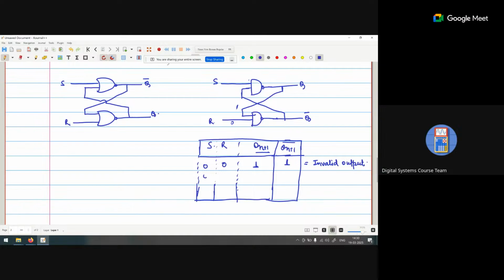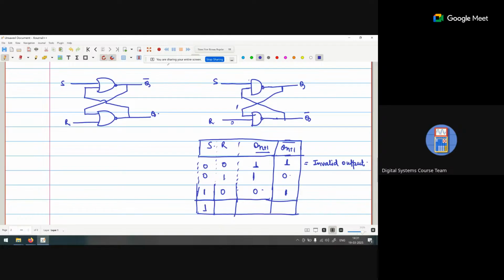When S is 0 and R is 1, because S is 0, Q is 1. And when Q is 1, it comes to this one, so both are 1, so Q bar is 0. So it is 1 0. When S is 1, in this case we can initially calculate Q bar. When R is 0, Q bar is 1. When S is 1 and Q bar is also 1, the output becomes 0. And last is when it is 1 1.